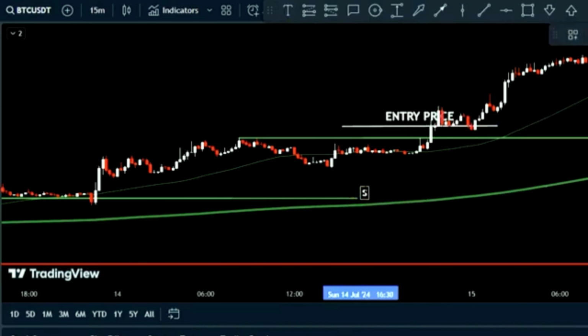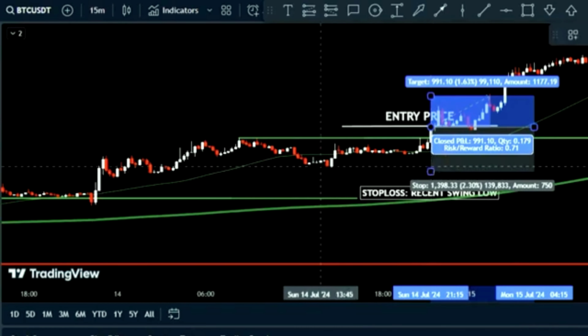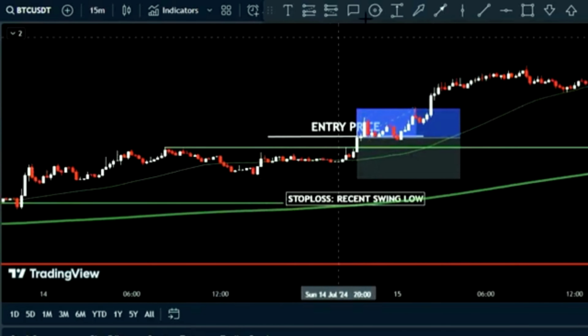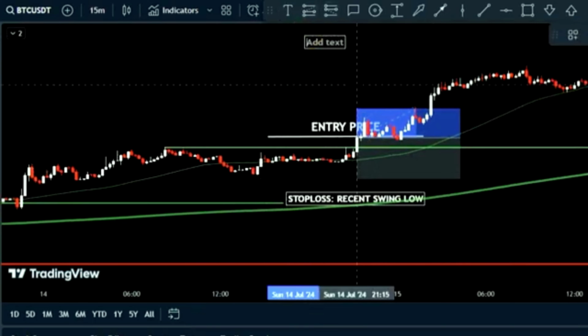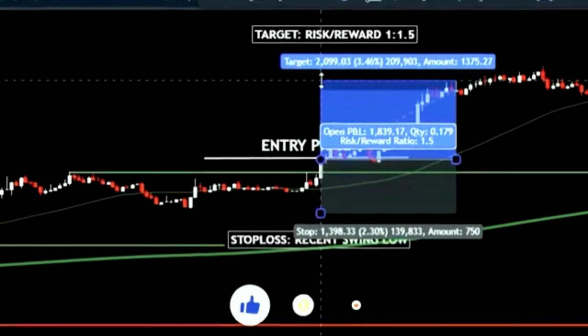And to manage risk, set a stop loss order at the most recent swing low, offering a logical exit point in case the market moves against the trade. Finally, determine a profit target using a risk-reward ratio of 1 to 1.5, ensuring that the potential gains outweigh the potential losses.